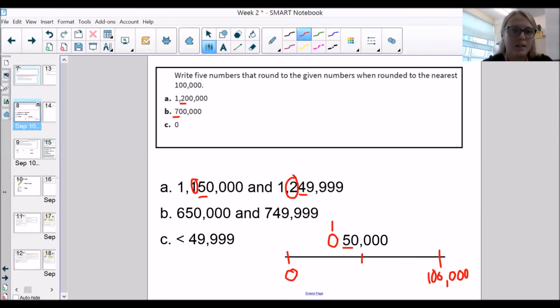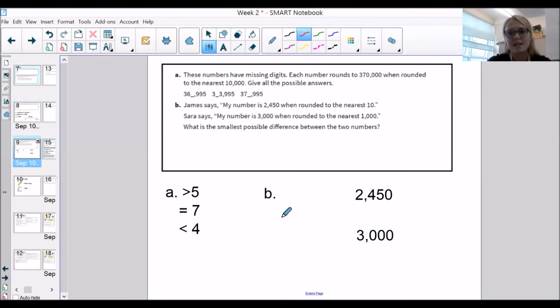Okay. So for question 2, we had these numbers that have missing digits. Each number rounds to 370,000 when rounded to the nearest 10,000. Give all the possible answers. Okay, so for the first one, the thousands digit that was missing could have been any number bigger than 5. So we'd round that 10,000s digit up to 70,000.